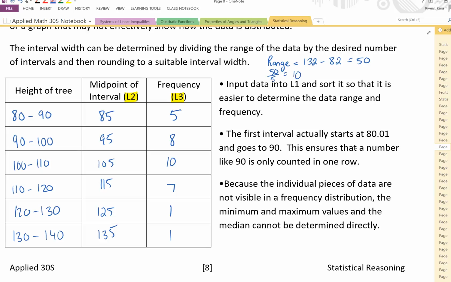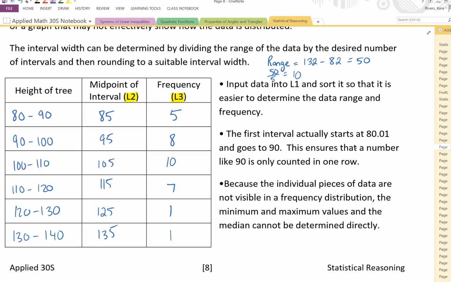Because the individual pieces of data are not visible in a frequency distribution, the minimum and maximum values and the median cannot be determined directly. So it's indirect when we're trying to figure out our central tendency, right? Our mean, median, mode, range. So instead, we're going to use this information to get a visual, to get a picture of what's happening.